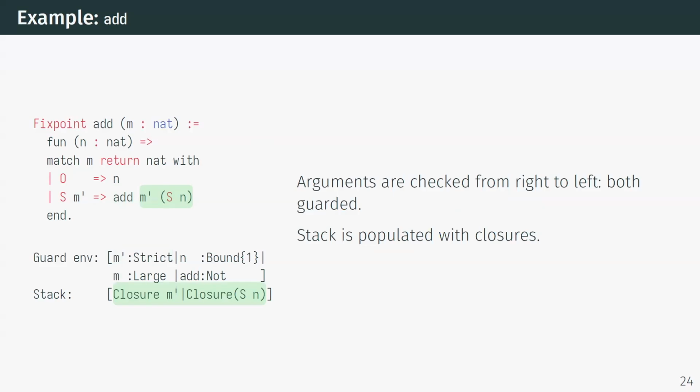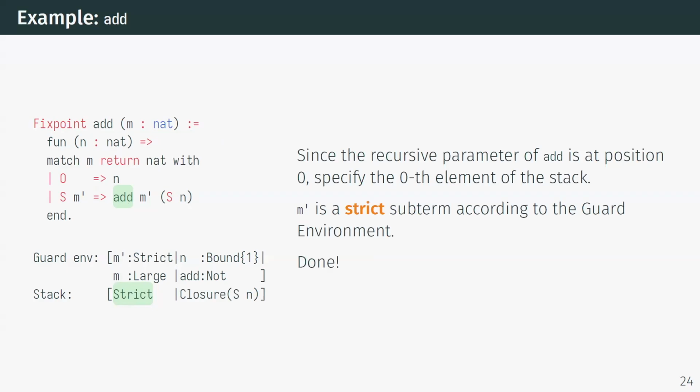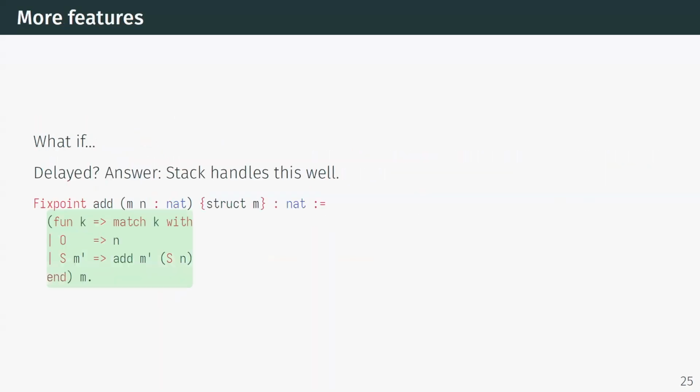The arguments have no recursive call and therefore are guarded. And then the stack is populated when we are checking the arguments. Now we can check the head of the application. Since the recursive parameter is at 0, you look at the 0th element on the stack, which is a strict subterm, for the recursive call of add, and you're happy because you have a strict subterm on the recursive call, and therefore it's guarded. Okay, all is good.